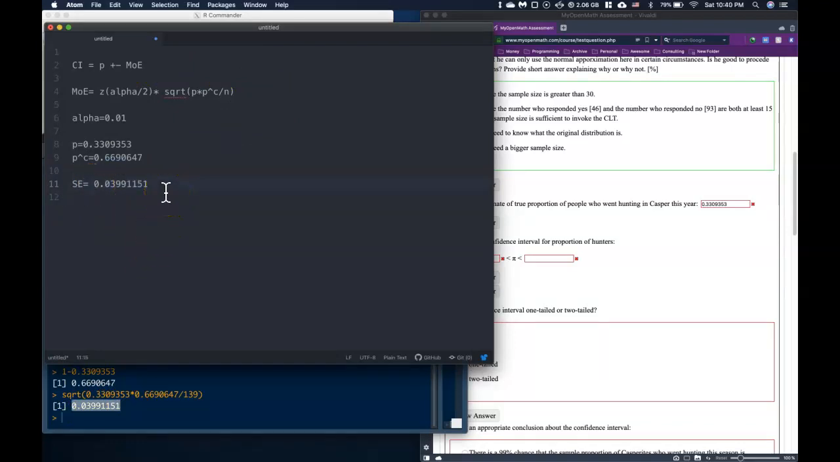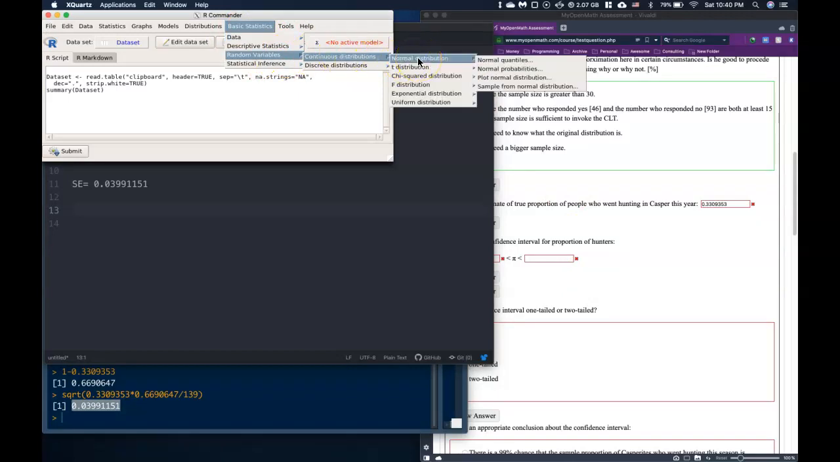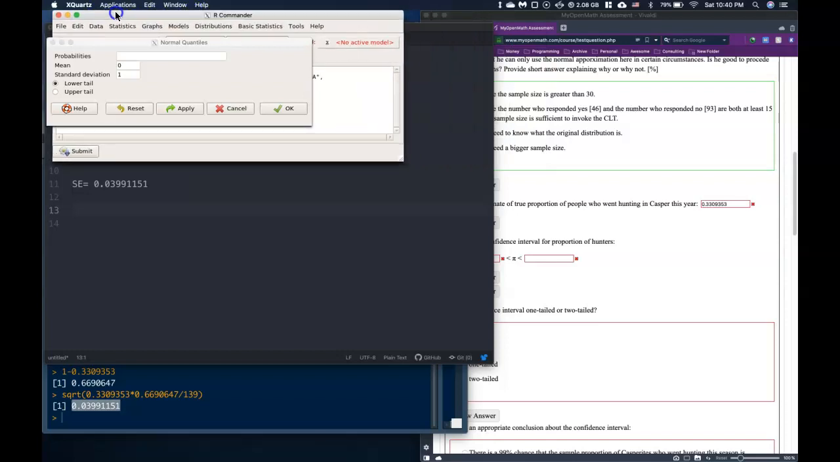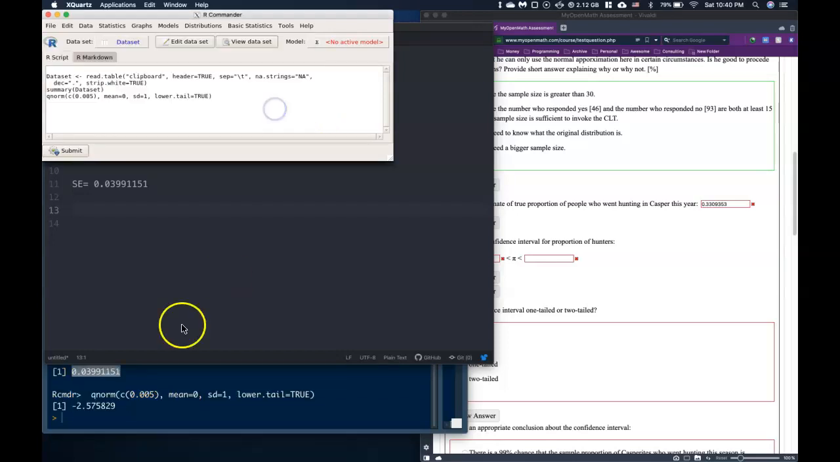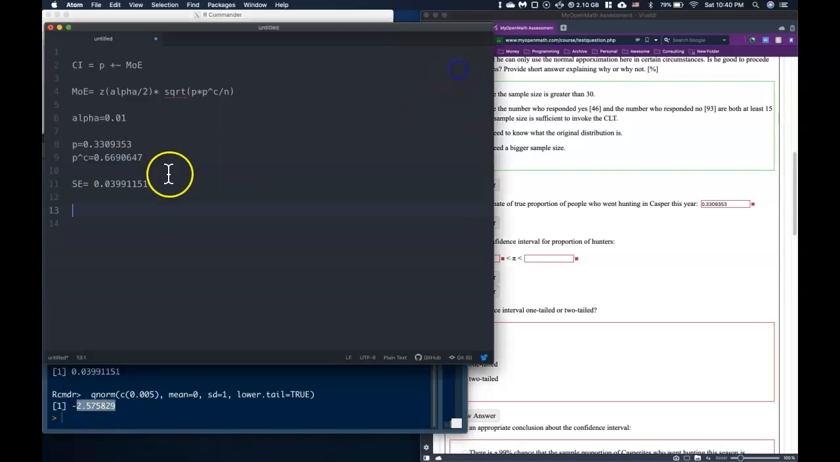And now if we want our Z value, let's go into our commander and go to random variables, continuous distributions, normal, because we're using a Z distribution, and go to the quantiles. The probabilities that we're going to put in here are our alpha divided by 2. We know that alpha was 0.01, so we've got 0.005 because it's divided by 2. And we can click OK. And here is our critical Z value.